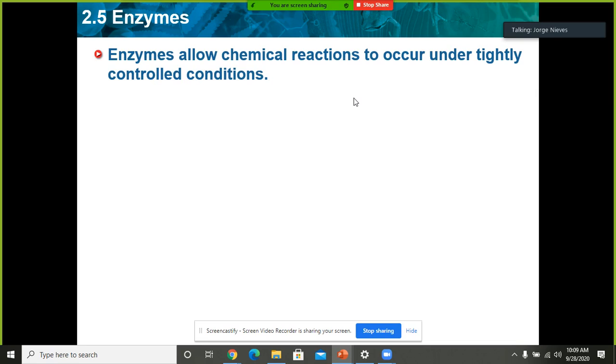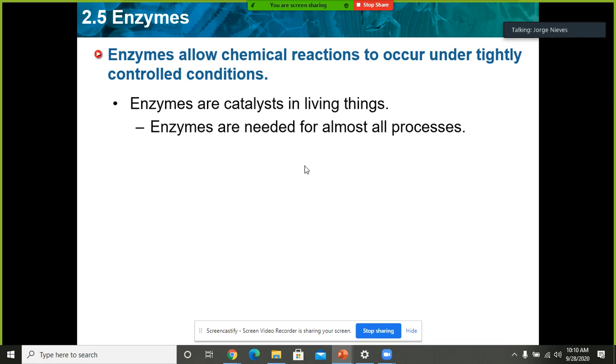Okay. So enzymes allow chemical reactions to occur under tightly controlled conditions. So also enzymes allow reactions to occur under controlled conditions. Okay, that's very important. Okay. So enzymes are catalysts in living things.